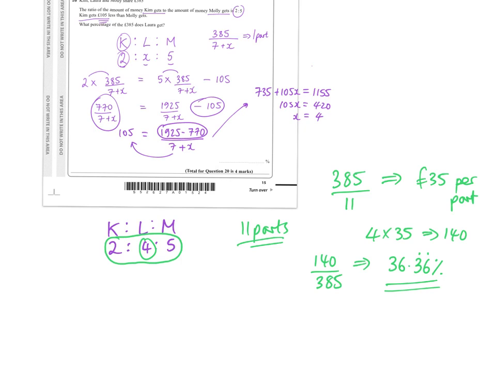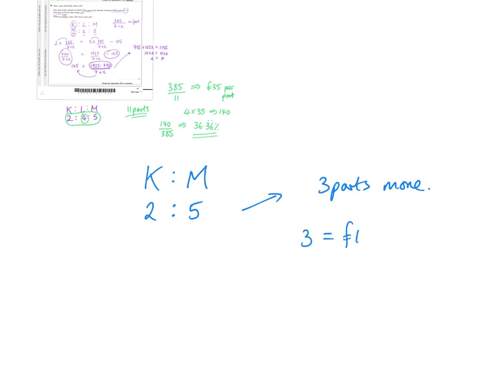There are some easier ways of doing the question, and I will give you perhaps one easier way. We'd start off by saying Kim to Molly was 2 to 5, and Molly had 3 parts more. Now that's interesting because those 3 parts had to be worth that £105 difference. So one part would then be, and use your calculator, 105 divided by 3, which is £35 per part.